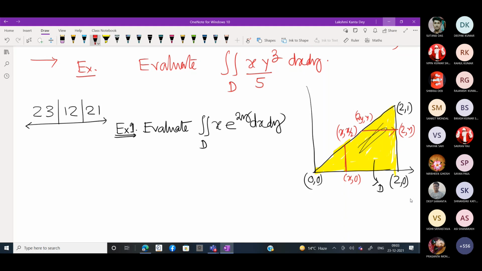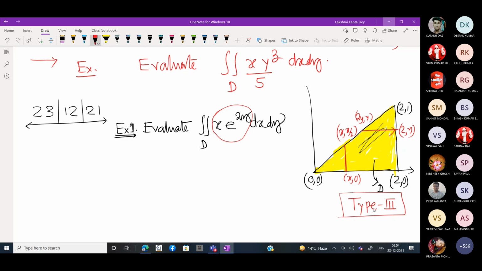Okay, so today I will start with one exercise particularly. You see the domain of definition, where D is your domain of definition, where we have to find the integration of this function x e to the power twice y dx dy. So this is a double integration, and you know that this domain is particularly a type 3 region. Why is it a type 3 region? Because we can express this particular region as either type 1 or type 2. That is why it is known as the type 3 region.